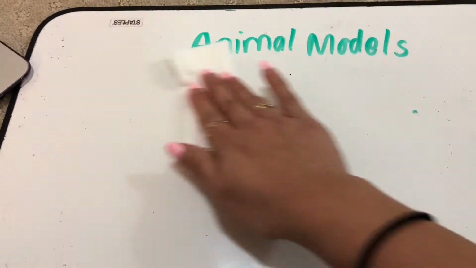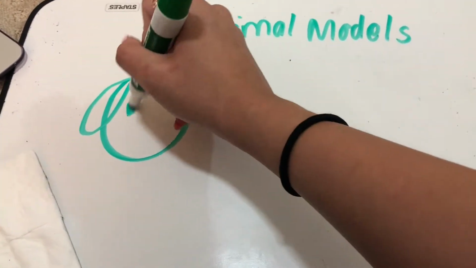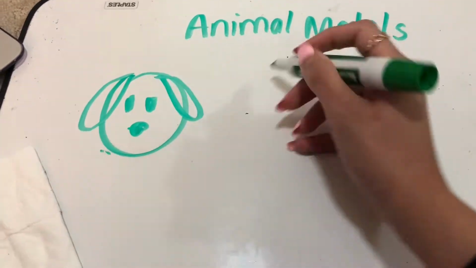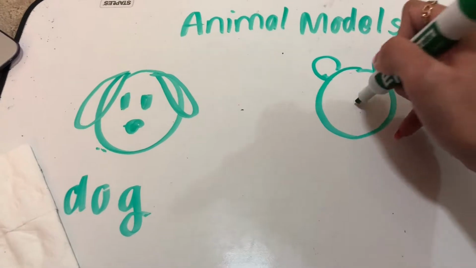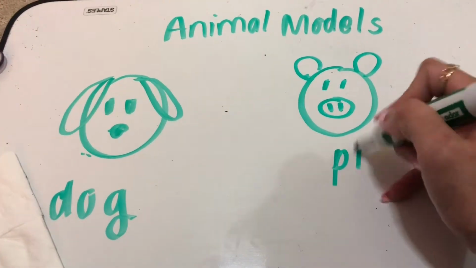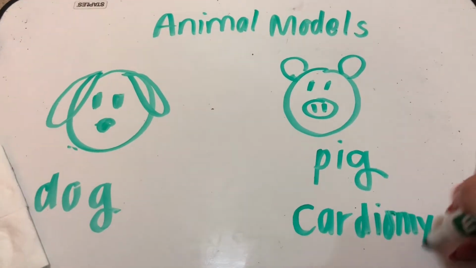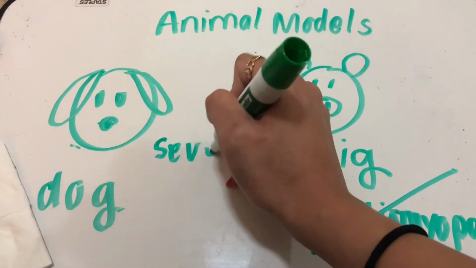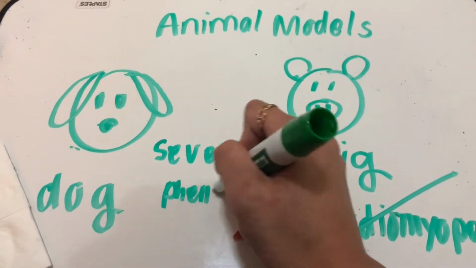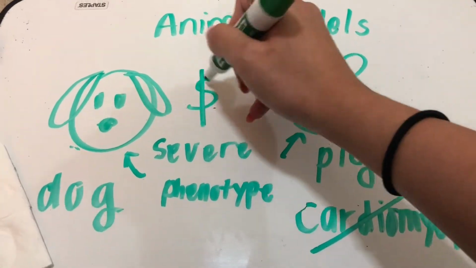Other animal models used were dogs and pigs. The most common dogs used are golden retrievers. Pigs do not show cardiomyopathy, which is unlike the human models. However, both show a severe phenotype of Duchenne muscular dystrophy, so it makes them ideal for human clinical trials. One obstacle that they both share is that studying these animal models is very expensive.